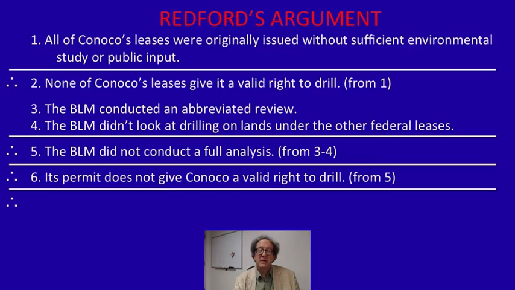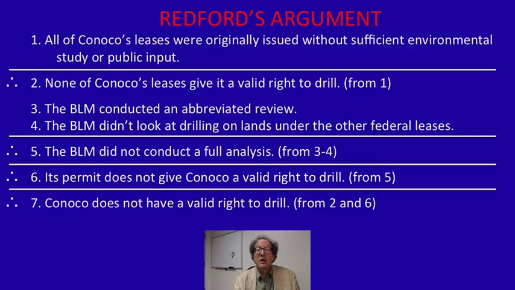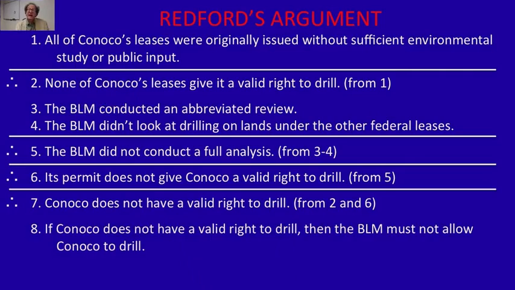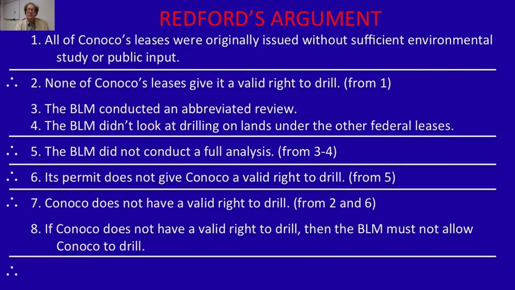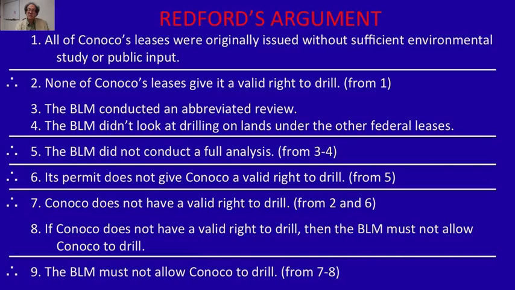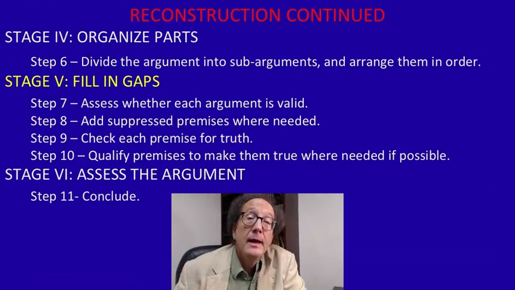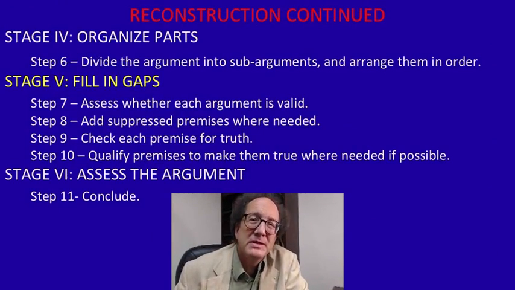Therefore, 7, which is supposed to follow from 2 and 6, Conoco does not have a valid right to drill. 8, if Conoco does not have a valid right to drill, then the BLM must not allow Conoco to drill. Therefore, the BLM must not allow Conoco to drill. Make sense? Seem fair? I hope so. I think it's a pretty good reconstruction of what Redford had in mind. However, as you probably noticed already, these arguments are not valid yet. So we need to go to the next stage and fill in the gaps with suppressed premises.